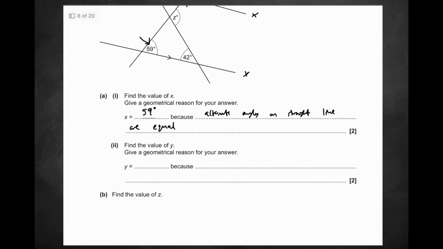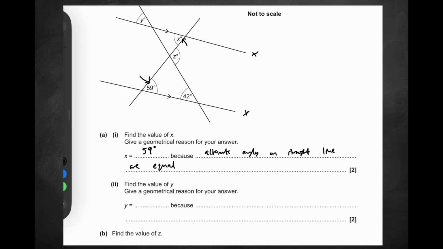So part A II, find the value of y, give a geometrical reason for that one. So y is going to be 42 degrees, and that is because this angle here is 42 degrees, and that will be a corresponding angle. Again, we have a straight line that is just this one here that runs down across the two parallel lines, so we're going to say because corresponding angles on a straight line are equal. And again, it's to do with the fact we have two parallel lines there.